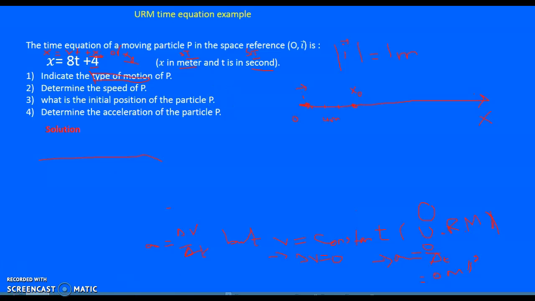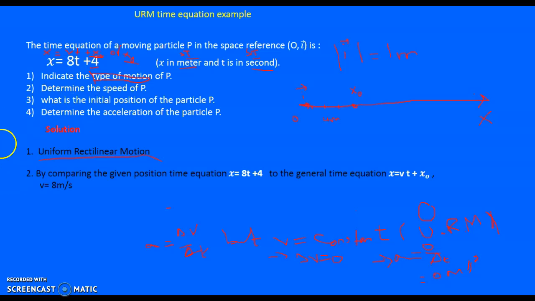because the position time equation, x equals at plus 4, is in the same form as x equals vt plus x0: uniform rectilinear motion. Here there is no need to justify, because the action verb is indicate. If it was determine, you should say that by comparing x equals at plus 4 to the general equation of the position time equation of the uniform rectilinear motion, they agree.